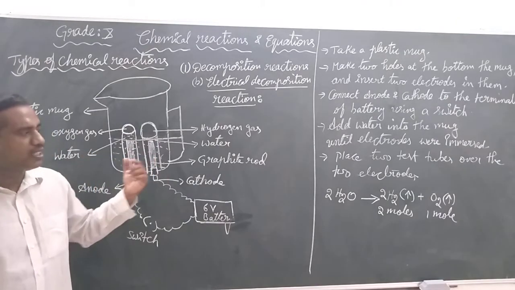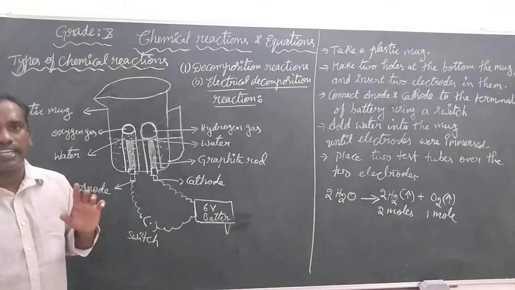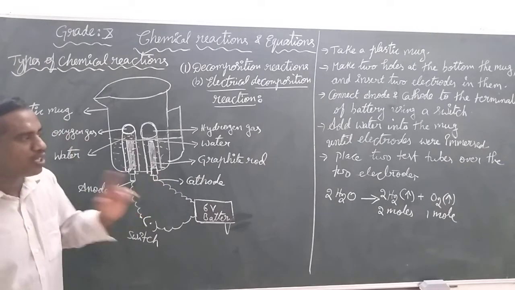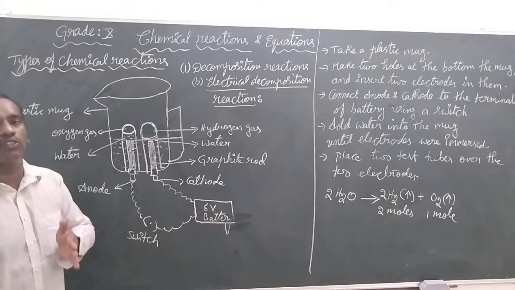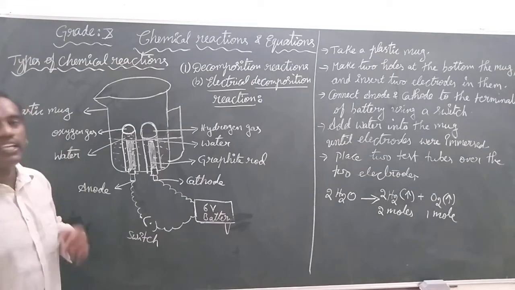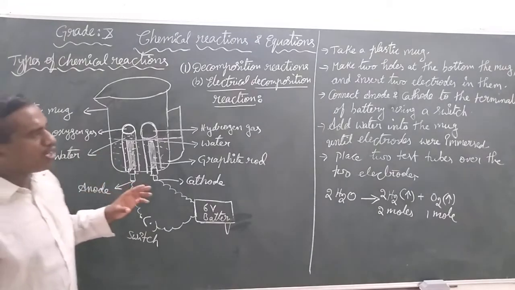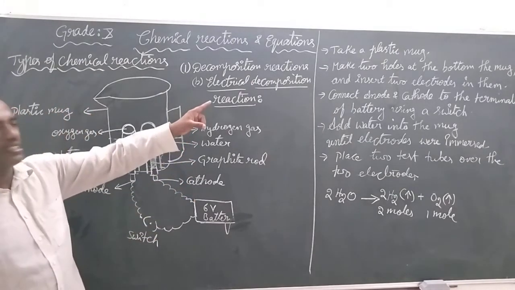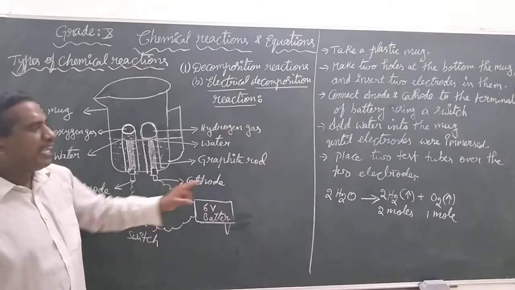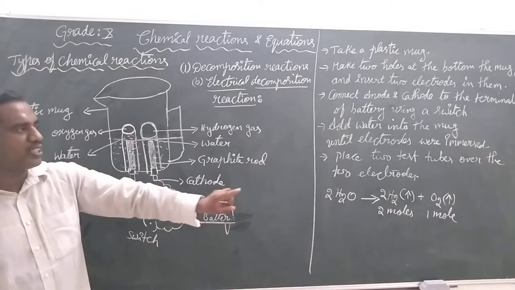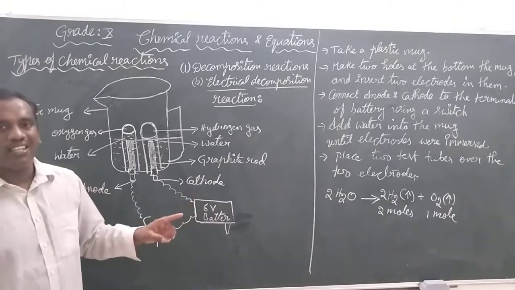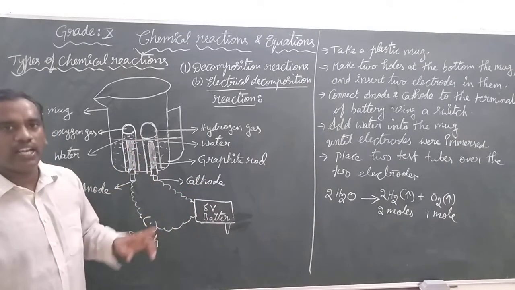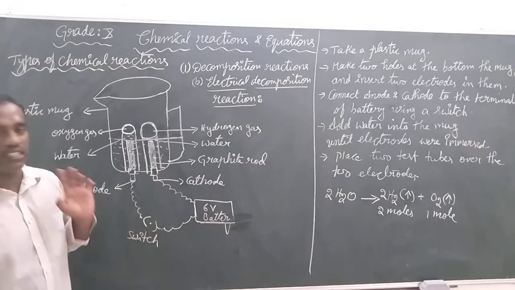According to the chemical reaction, when 2 moles of water decompose, they give 2 moles of hydrogen gas and only 1 mole of oxygen gas. So this is what we say during an electrical decomposition reaction: a single reactant is decomposing to give 2 products in the presence of an electrical field. That is the balanced equation.